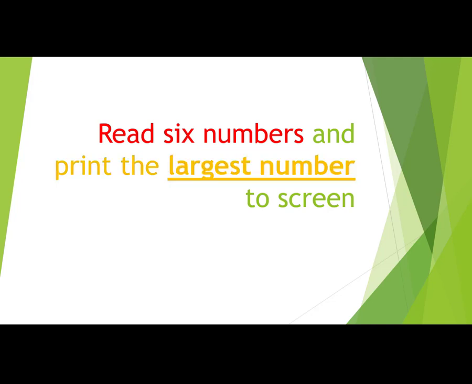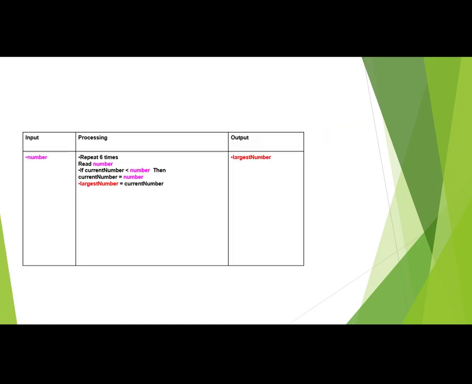So basically we want the largest number. Right? So here we have it. We have our input and we know what our output is. So let's see how we express that on the IPO table. Alright, so here's how it should look.